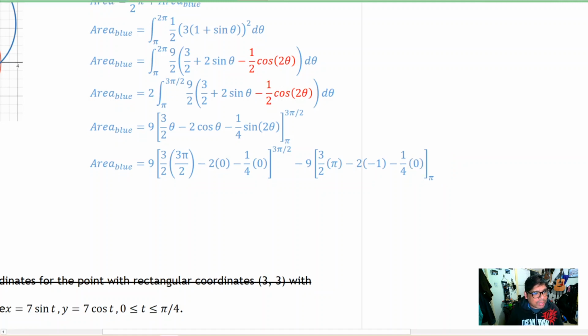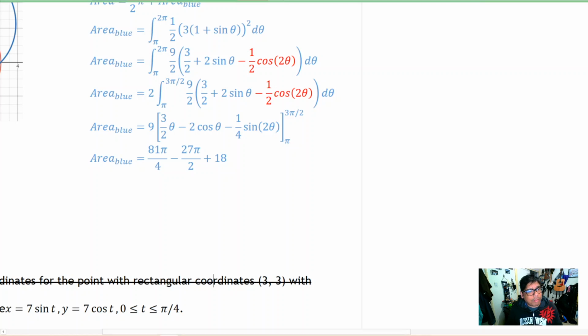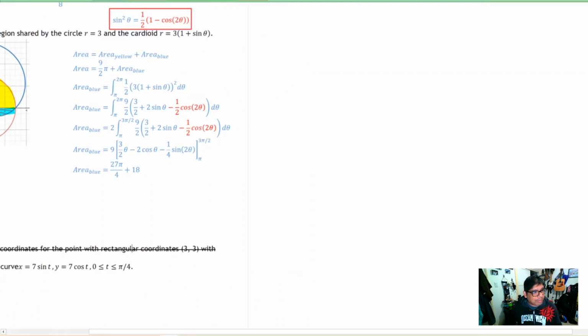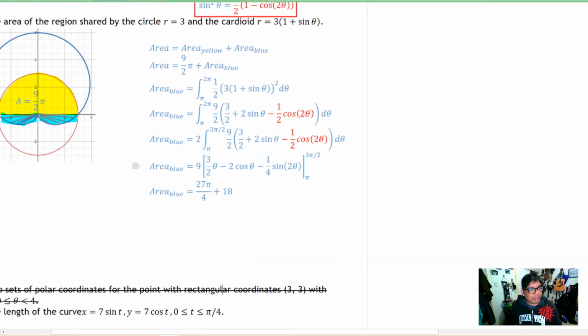Okay, let's get rid of all of these zeros. And then we'll do the last little bit of multiplication here. And then finally, we'll combine like terms. Well, okay, that's actually the hardest part of our problem. Did you forget that this was just part of the problem? Because now we've got to take that 27 pi over 4, and that's our area of the blue section.